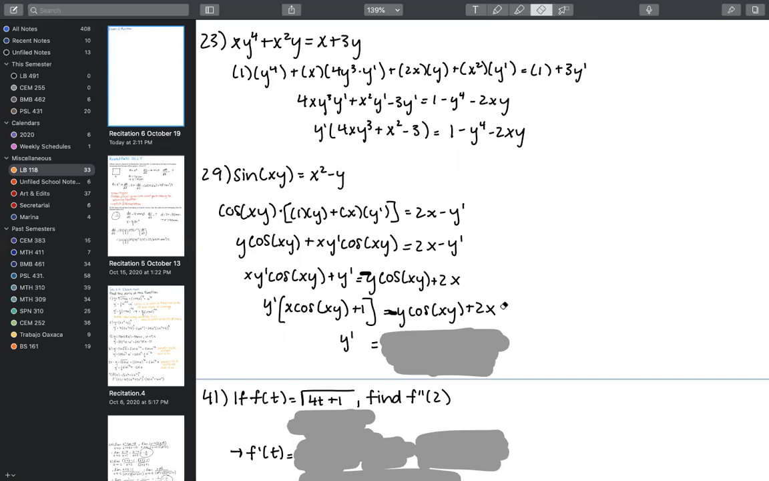And then finally, we will divide by the non-y prime term. And that's our final answer. And this step here is the one that was missing from above, if that wasn't clear before.